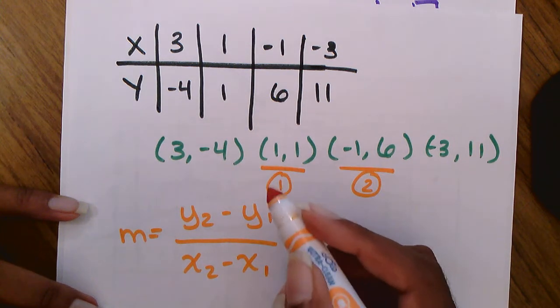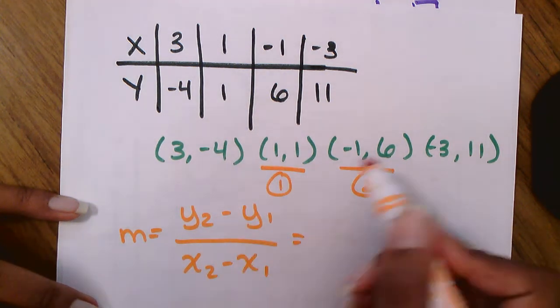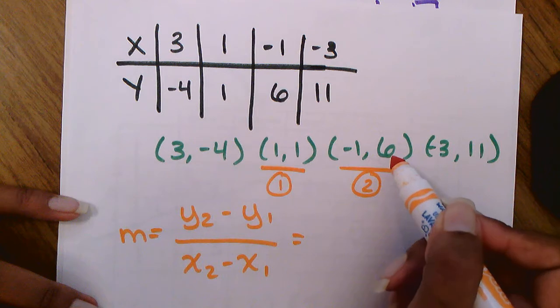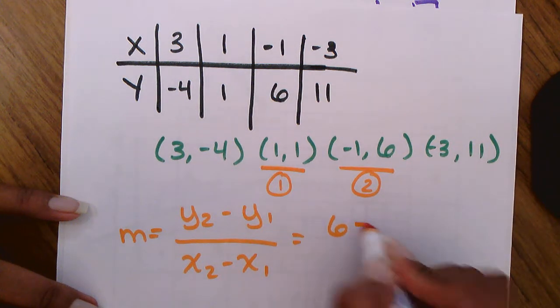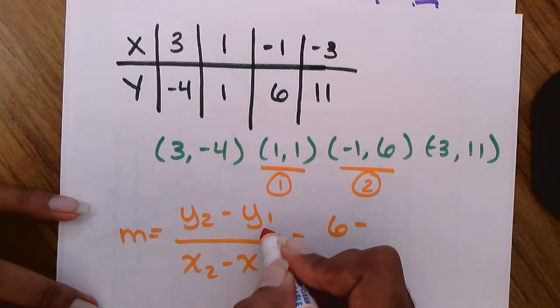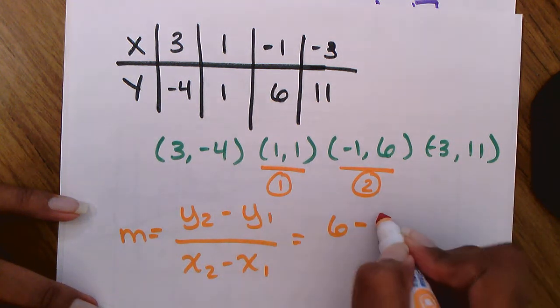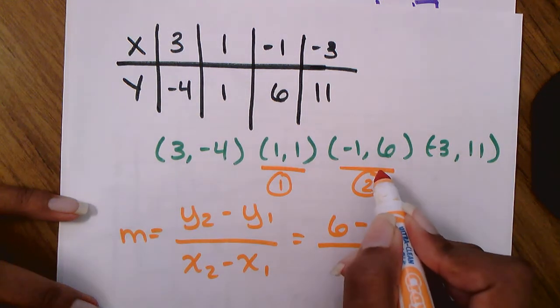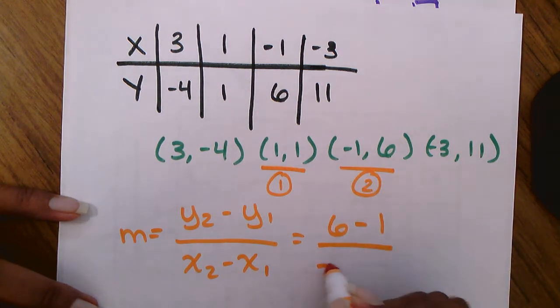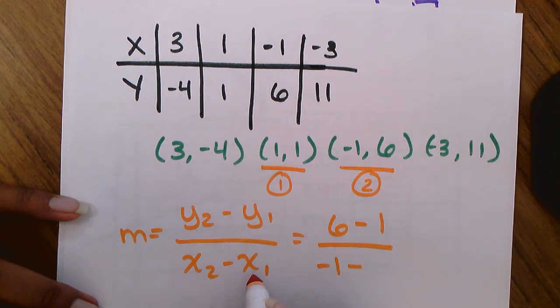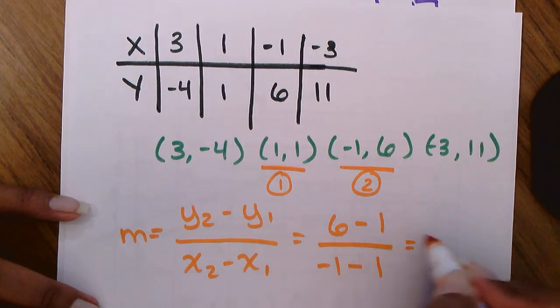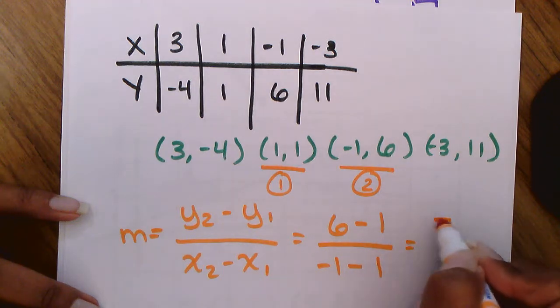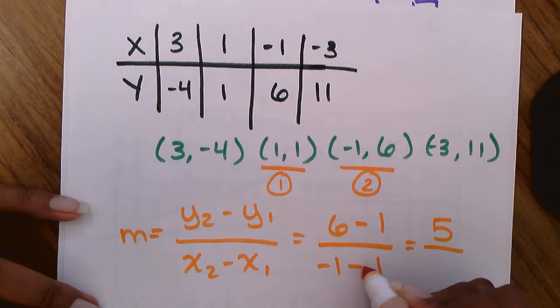So my y coordinate for my second ordered pair was 6, minus the y coordinate for my first ordered pair, which was 1, over my x coordinate for my second ordered pair, which was negative 1, minus the x coordinate for my first ordered pair, which was 1. 6 minus 1 is 5. And negative 1 minus 1 is negative 2.